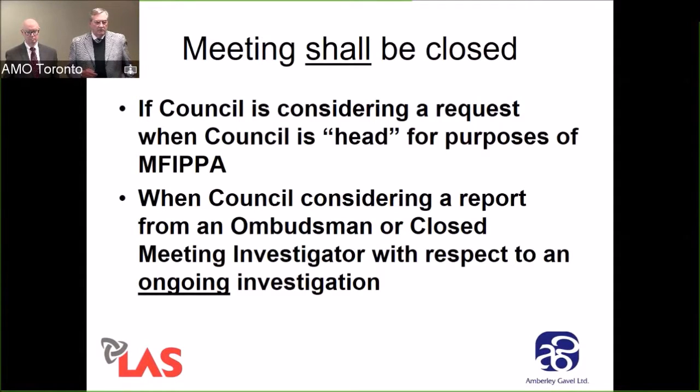The second one is relatively new: a meeting shall be closed when council is considering a report from an ombudsman, and that would be the provincial ombudsman or its own ombudsman, or a closed meeting investigator. In some cases the provincial ombudsman is also your closed meeting investigator. So in those circumstances, whether it's an ombudsman or a closed meeting investigator, with respect to an ongoing investigation, in effect, an interim report. Not the final report. Final reports are to be made public, but if it's a final report, it's no longer an ongoing investigation.